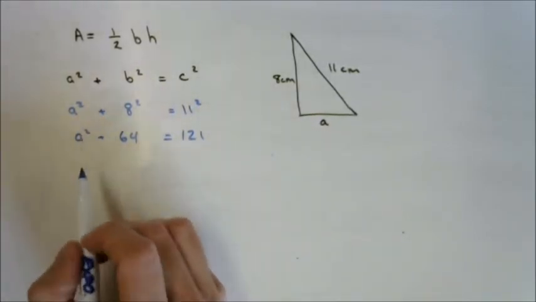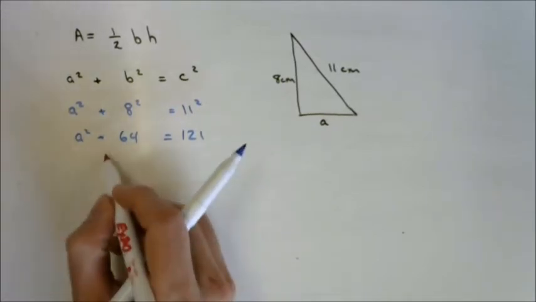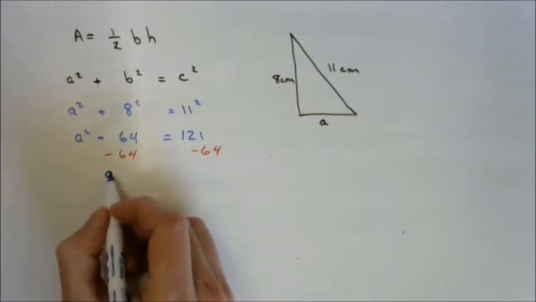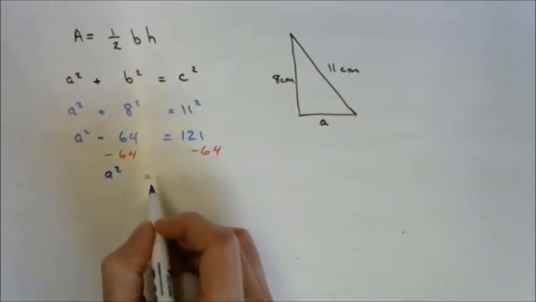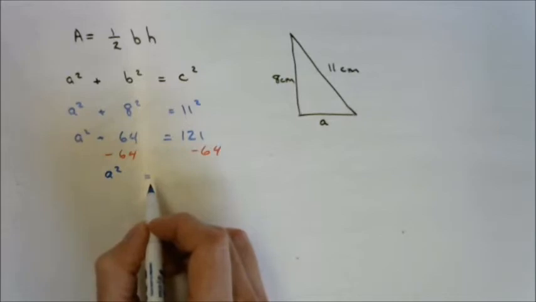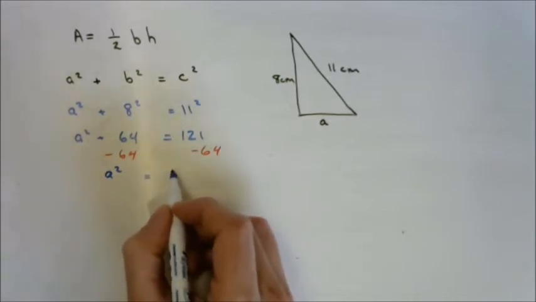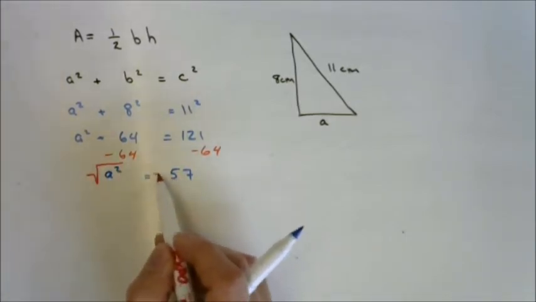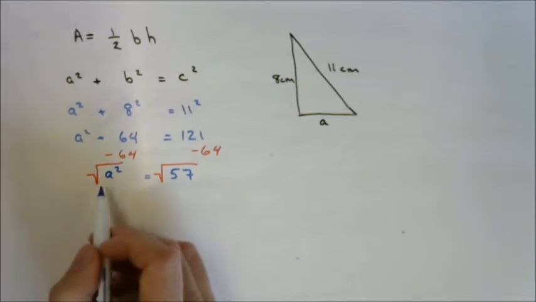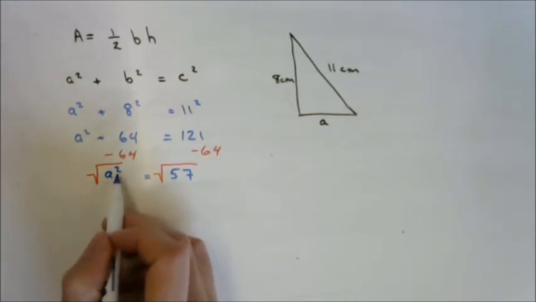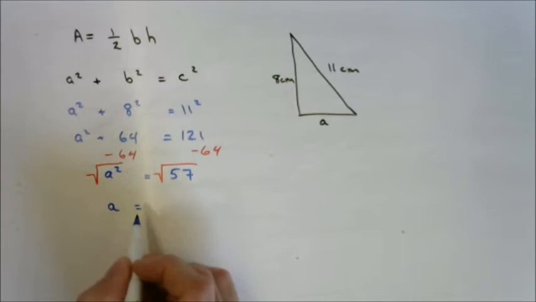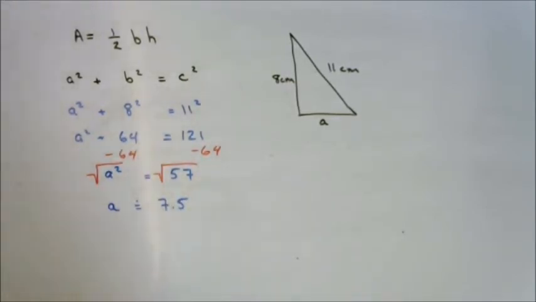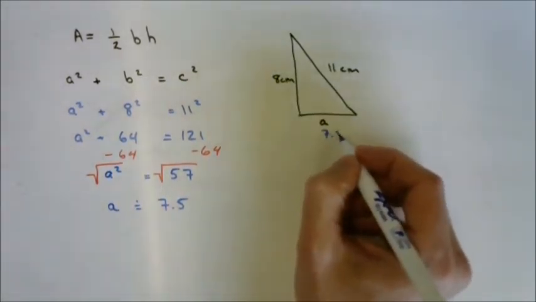Now I want to isolate A, so I'm going to subtract 64 from both sides. That's going to leave me on the left with just A squared. And it's going to equal 121 minus 64, which is 57. And then I'm going to take the square root of both sides. The square root of A squared. So if I have A and I square it and then square root it, it's just A. And the square root of 57 is approximately 7.5. Okay? Now I can add that to my diagram if it helps me.